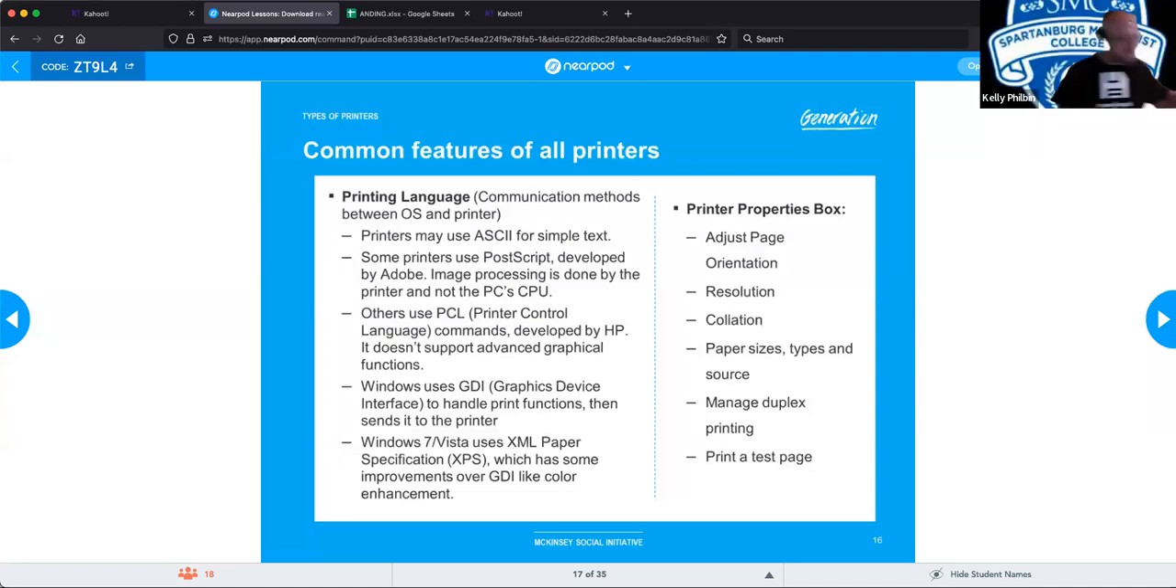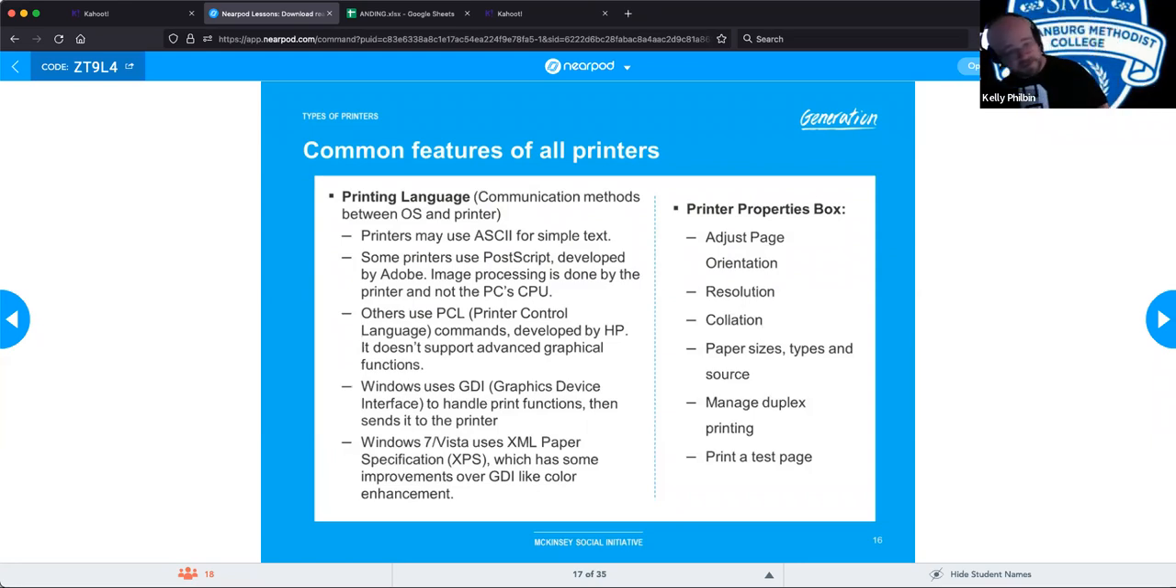So you can manage your duplex printing in here. You can also manage your printer size and types and source. Now with smaller printers, it's not really a big deal. You have one source, you have your paper tray. Some of them may have it where you can feed it in through the top. But when you start talking about industrial size laser printers and stuff like that, they may have six or seven trays on that darn thing, and they have different types of paper in each tray.